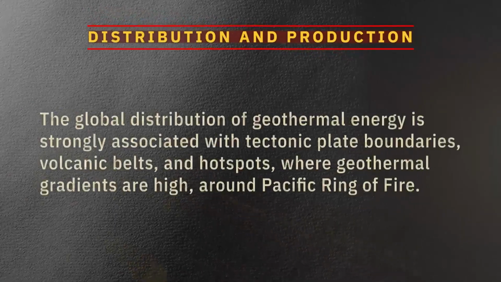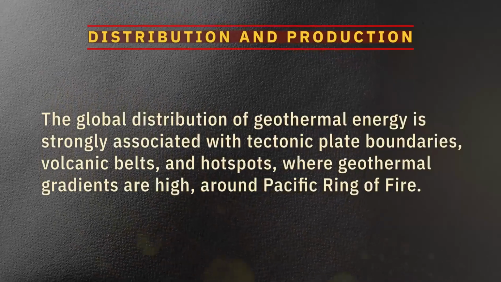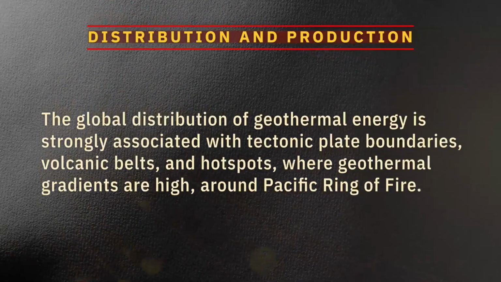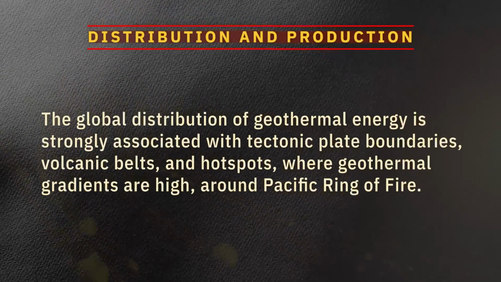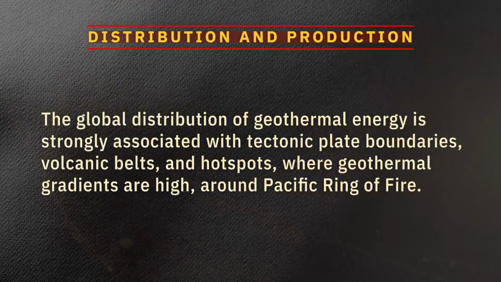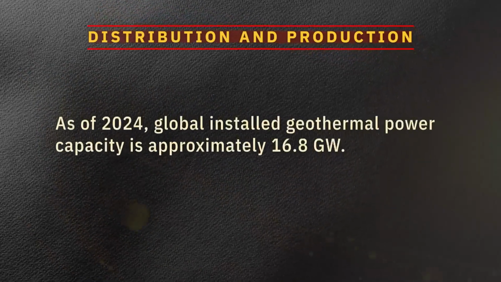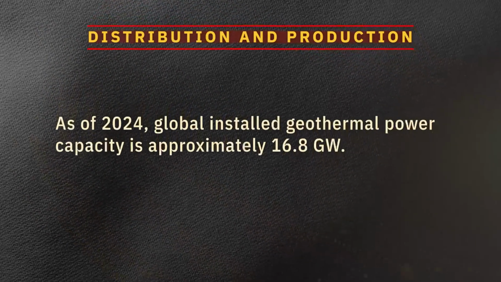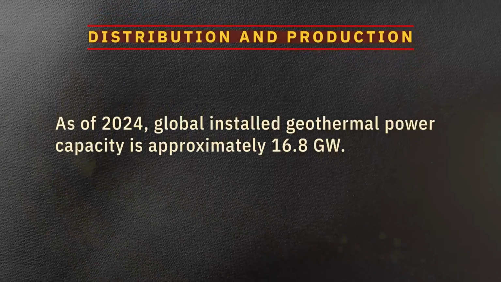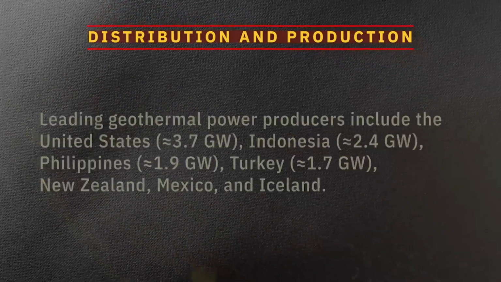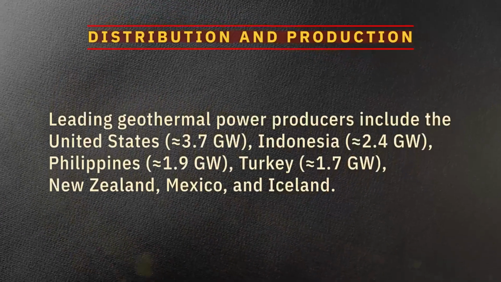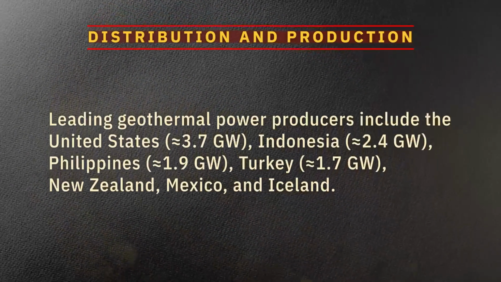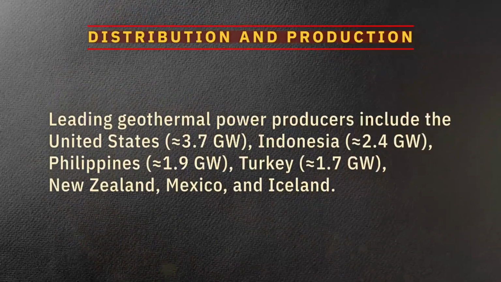Coming to the distribution and production, the global distribution of geothermal energy is strongly associated with tectonic plate boundaries, volcanic belts, hotspots, geothermal gradients, and areas mainly around the Pacific Ring of Fire. As of 2024, the global installed capacity of geothermal energy is approximately 16.8 gigawatts. Leading geothermal power producers of the world are the United States, then Indonesia, Philippines, Turkey, New Zealand, Mexico, and Iceland.